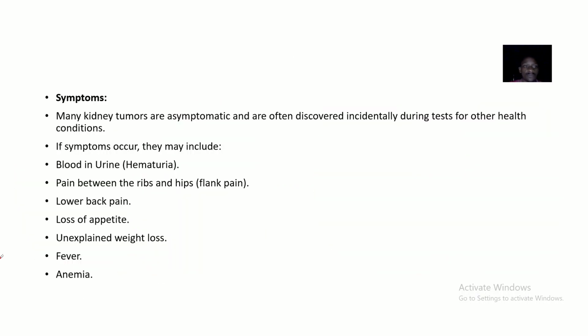Now, what are the symptoms? Many kidney tumors are asymptomatic and are often discovered incidentally during testing for other health conditions. So the patient can come to the clinic with a different health problem, but in the process of taking the MRI scan, CT scan, or even from the history, you can suspect that the patient has a kidney tumor or a cancer of the kidney. Then from there you can discover it.